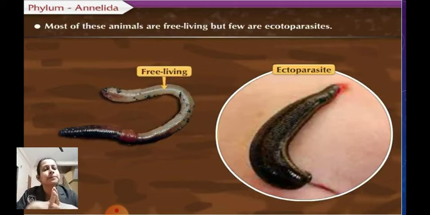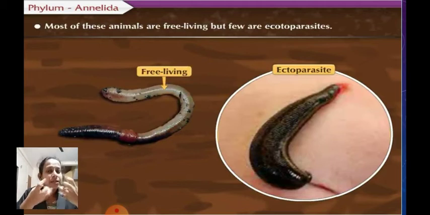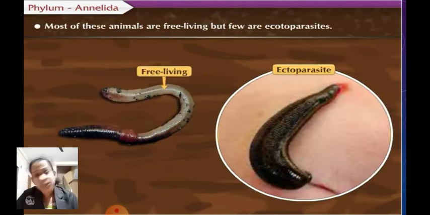So these leeches have a special characteristic. They are meant for sucking the impure blood. And if you want to purify your blood, you can take an Ayurvedic treatment using these leeches, because they suck the impure blood and what remains is only the pure blood in the body. So in Ayurveda, leeches are commonly used for treatment. They are called ecto, meaning they live outside the body.